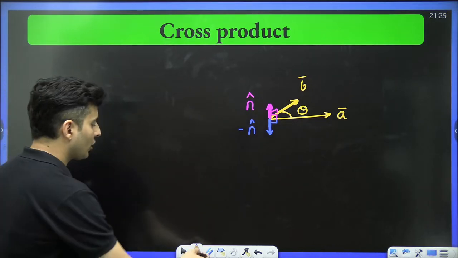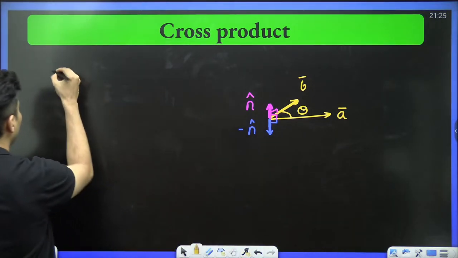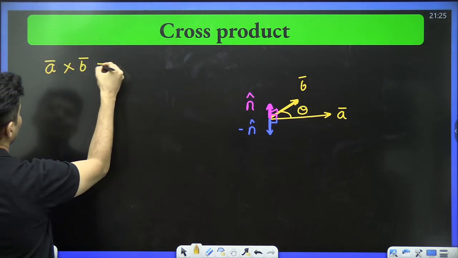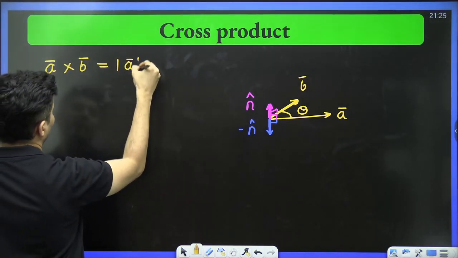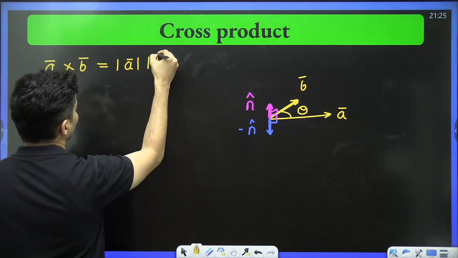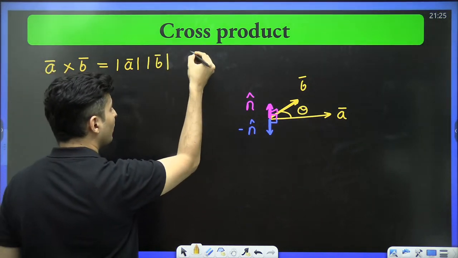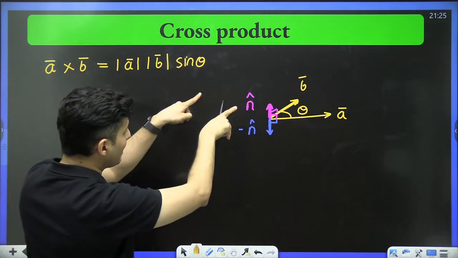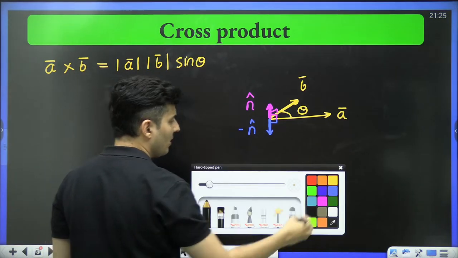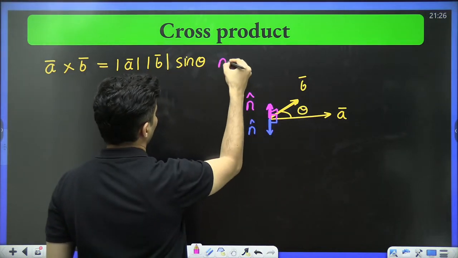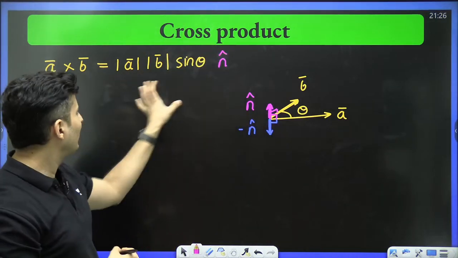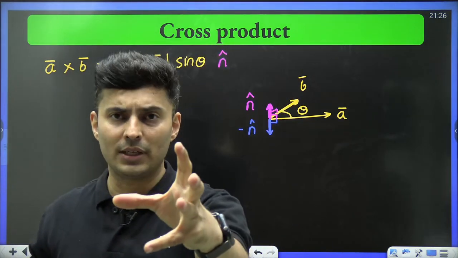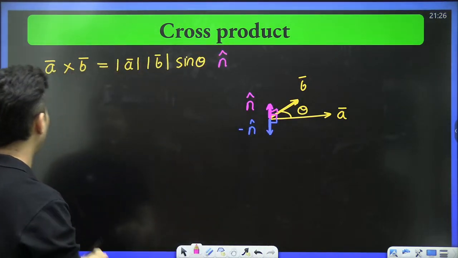Now, the cross product of A and B. A cross B is magnitude of A, magnitude of B, okay? Instead of cos, there is sine theta. But the answer should be a vector. So, over here, you put n hat. That makes it a vector. If I just put it as AB sine theta, it is not a vector, it is the magnitude of it. Understand?